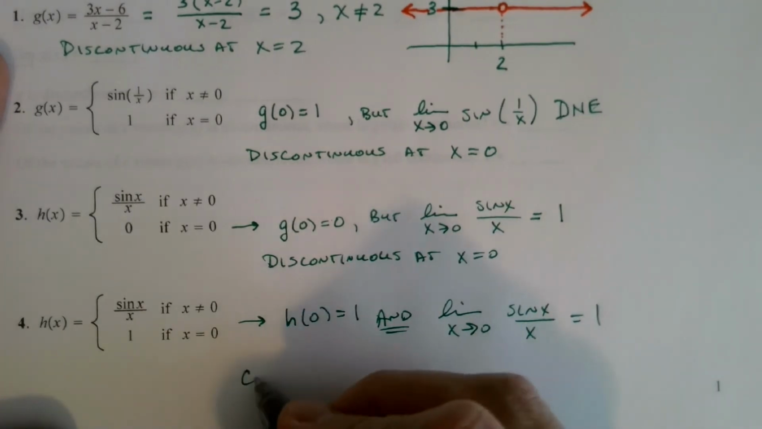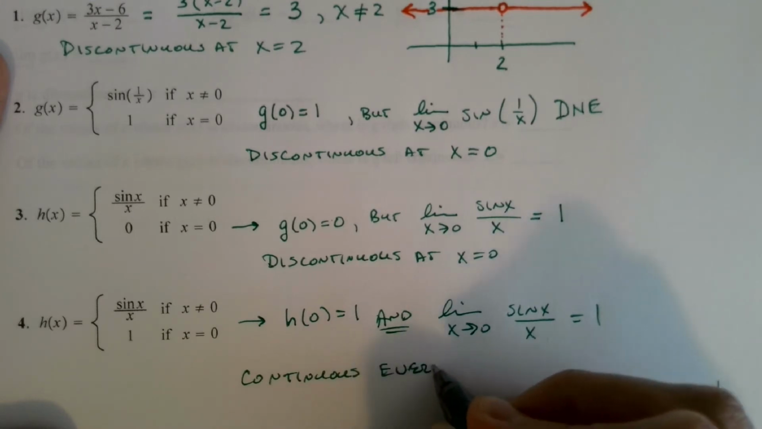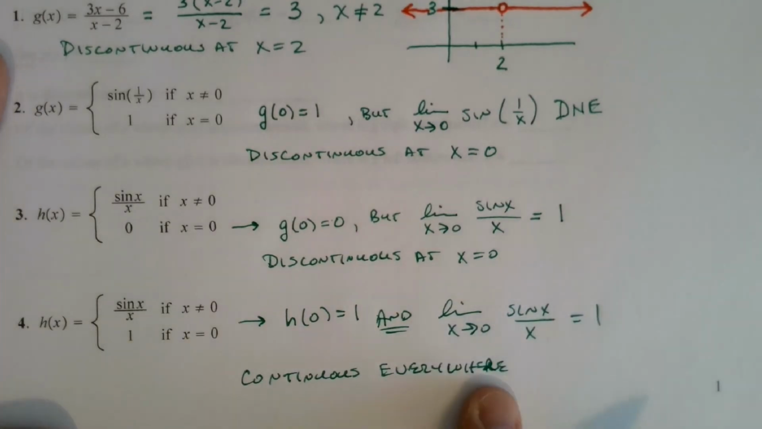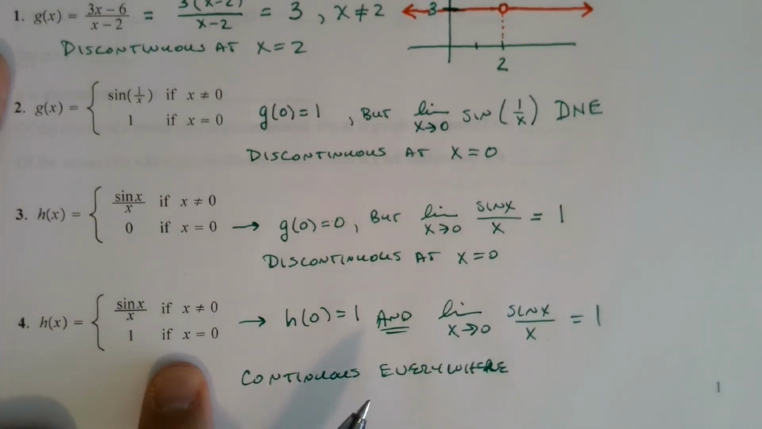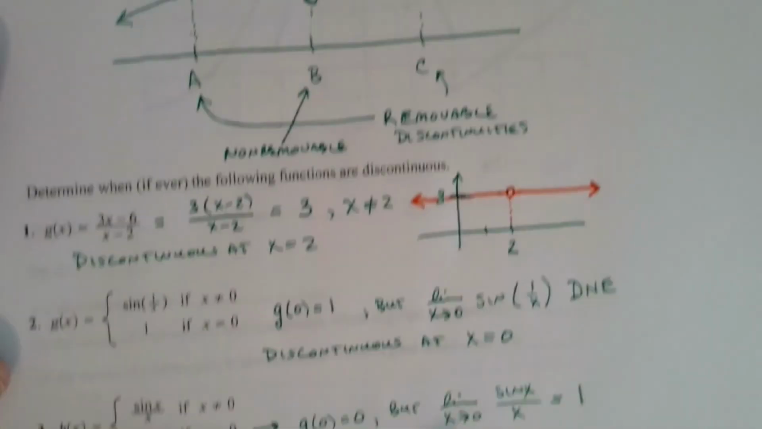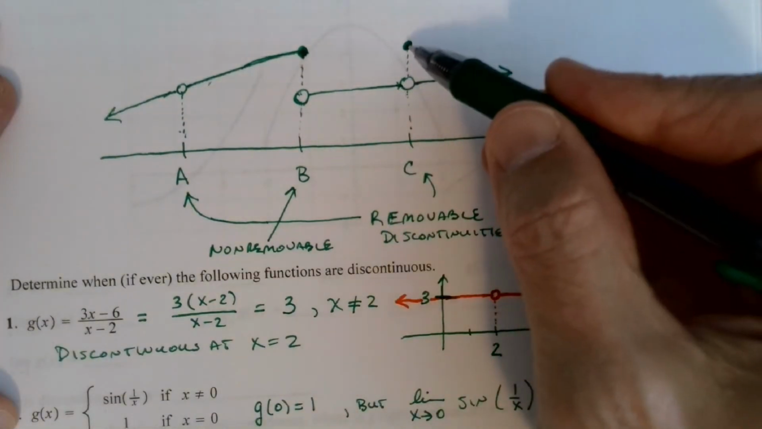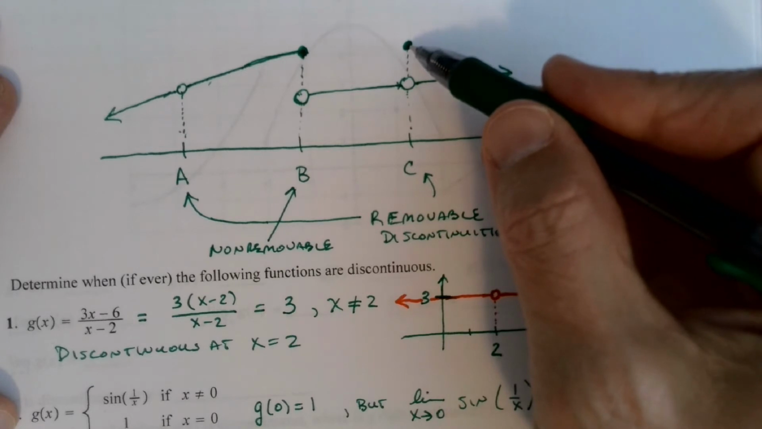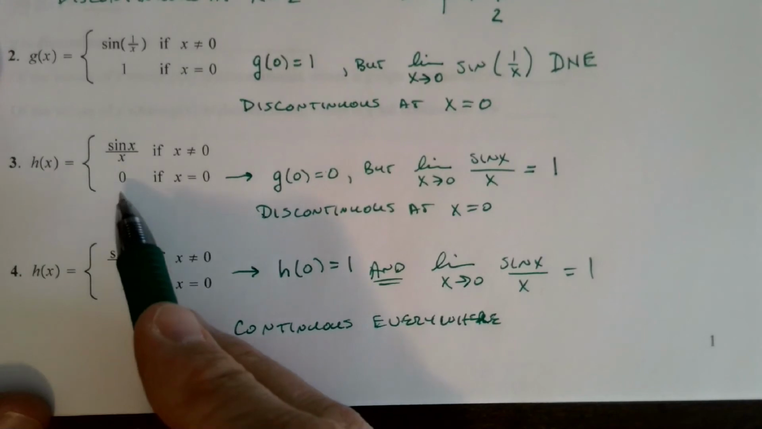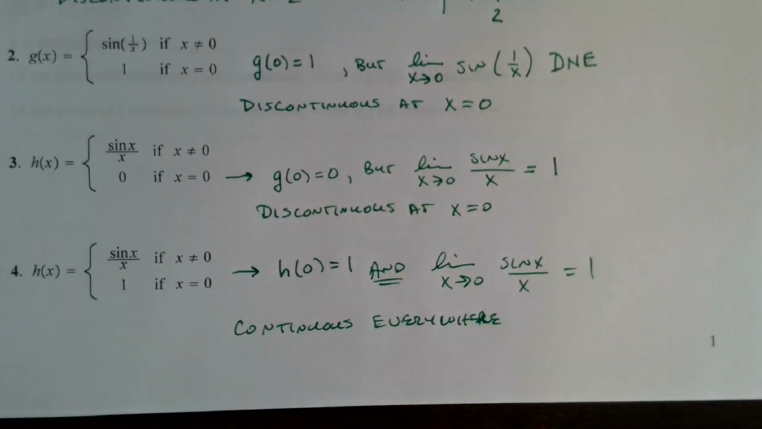And so this is continuous everywhere on its domain, which is all real numbers. There are no points of discontinuity for this function h of x. So it's basically the same as this one, except we plug in. This one has a discontinuity, it was removable. The limit was something, the value of the function was something else, but we fixed it by basically putting that point back in there, defining the output to be equal to 1 instead of 0. That makes it continuous.